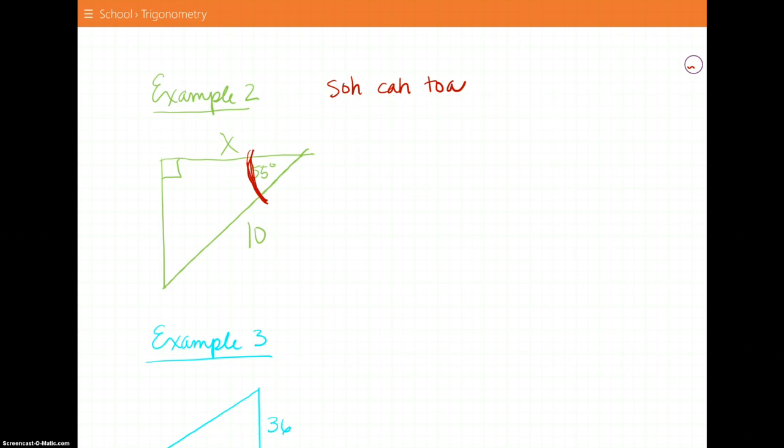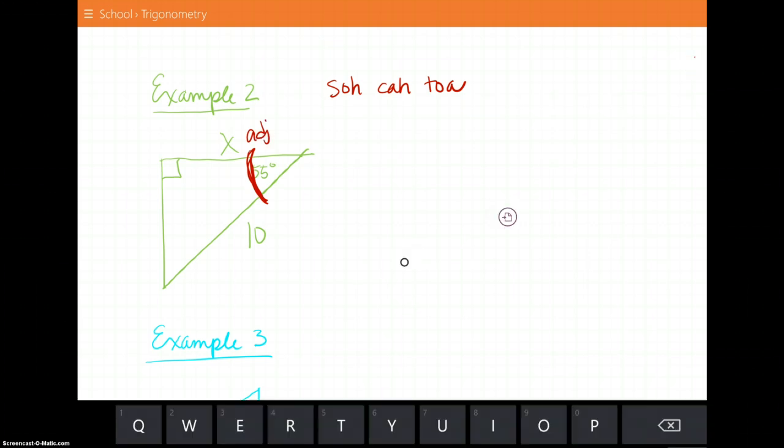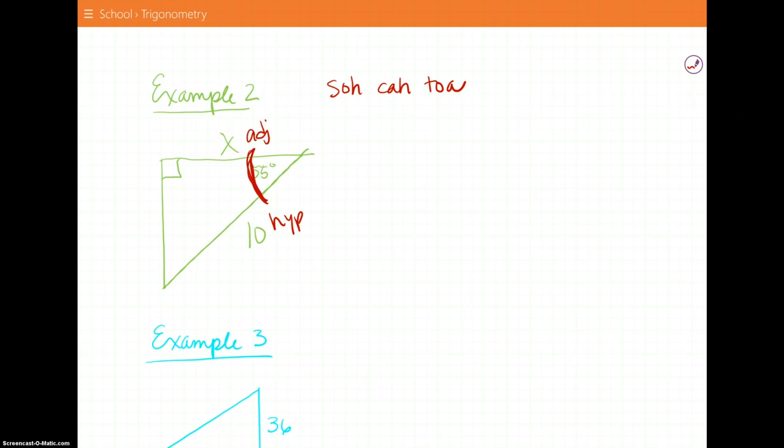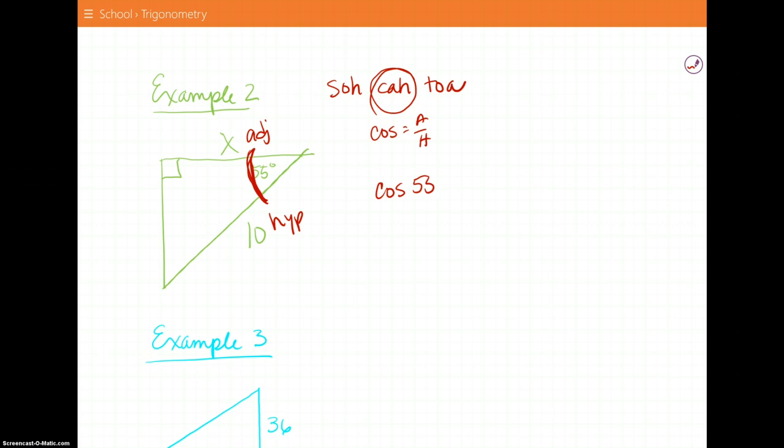Compared to the 55 degrees, the x side is the touching one, so it's adjacent. And the 10 is the hypotenuse of the triangle. So I have adjacent and hypotenuse. So that's going to be cosine, which is adjacent over hypotenuse. So for this problem, I need to write cosine of 55 degrees equals x over 10.